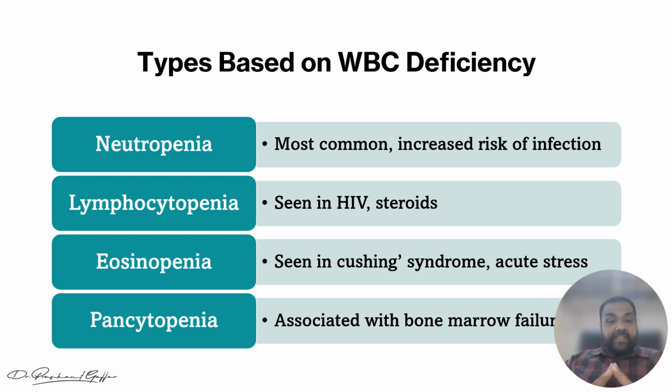Second is lymphocytopenia. It is seen in HIV and with steroids. Eosinopenia. It is seen in Cushing syndrome or acute stress. राइट. अब बात होगा बाकी रह गए तो मोनोसाइट और बेसोफिल, वो तो ऑलरेडी कम होते हैं. राइट. नाउ द पेनसाइटोपेनिया सब कम हो गए हैं. सो इट इज एसोसिएटेड विद द बोन मेरो फेलियर. Right? So I hope you can easily understand the different types of WBC deficiency. Right? Now let's see what are the differential diagnoses of leukocytosis.